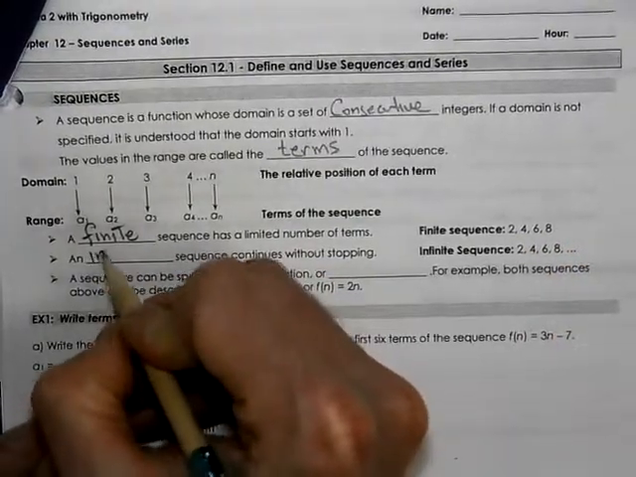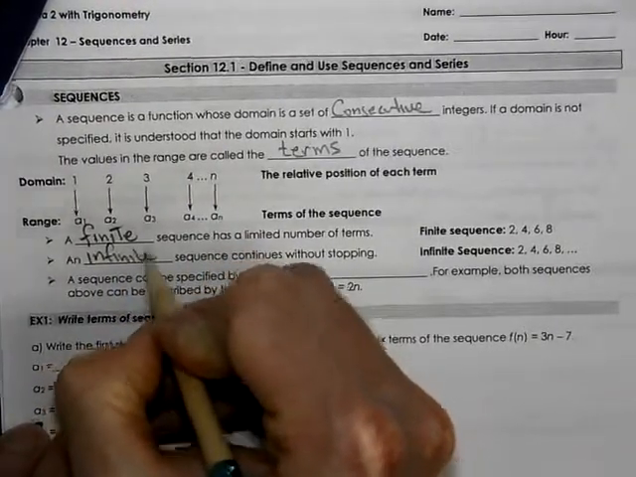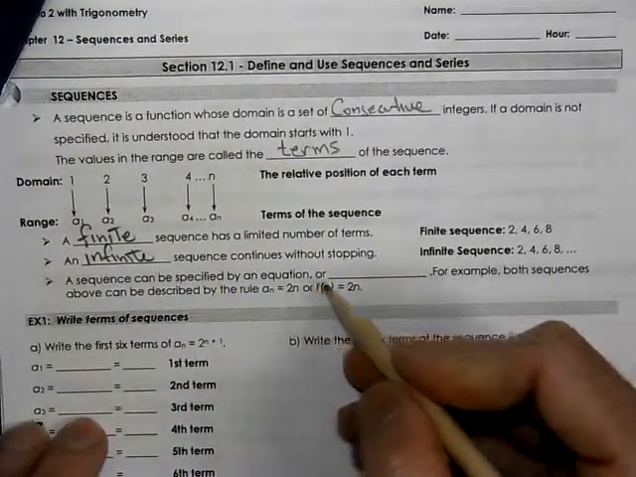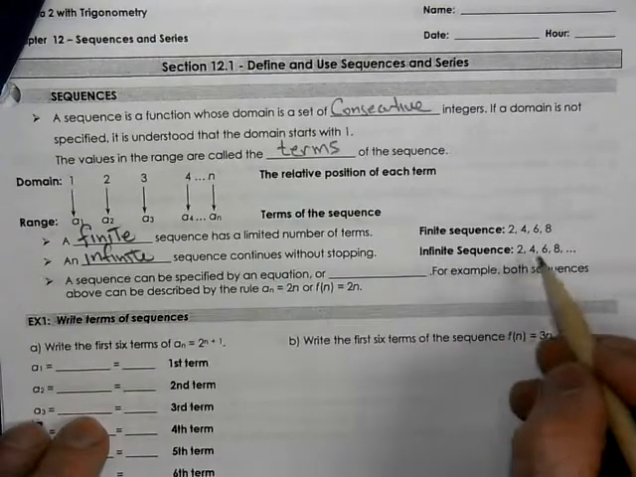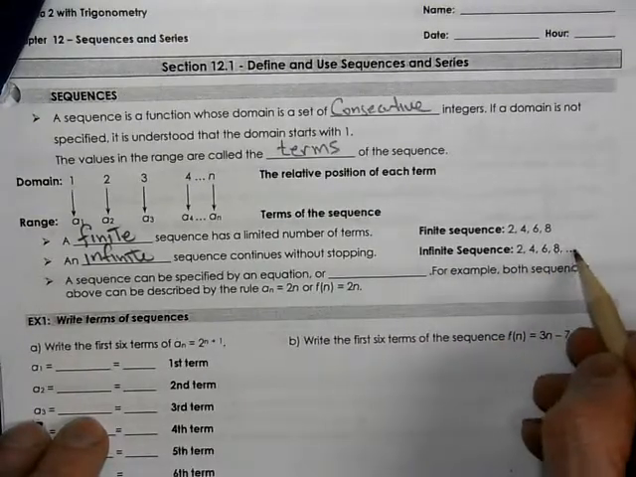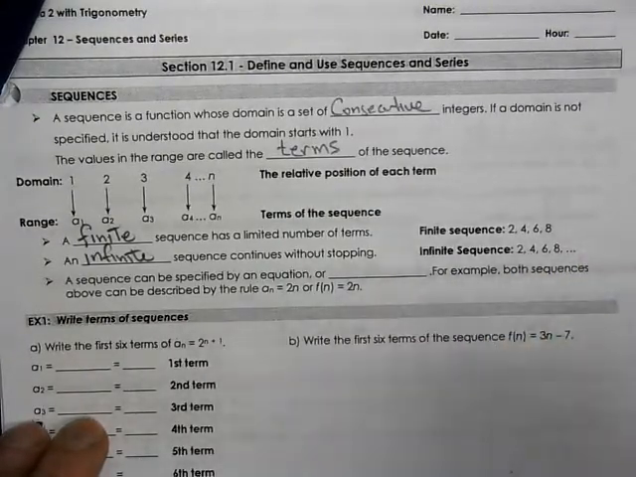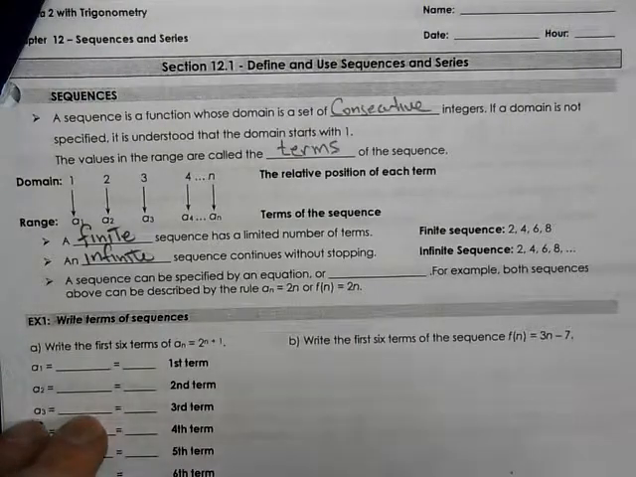An infinite sequence continues without stopping. It goes on and on and on. 2, 4, 6, 8, 10, 12, 14, 16, and so on. It just keeps going, following that pattern on and on.